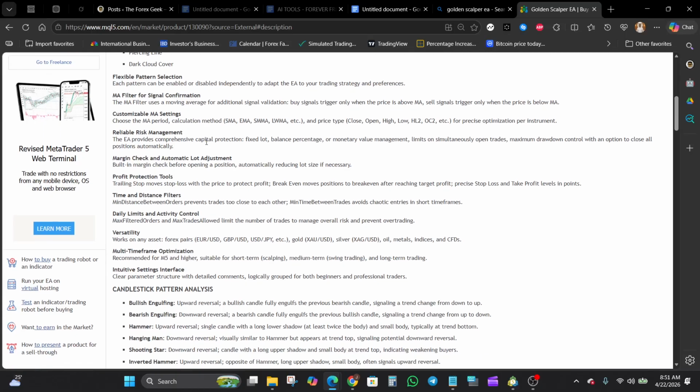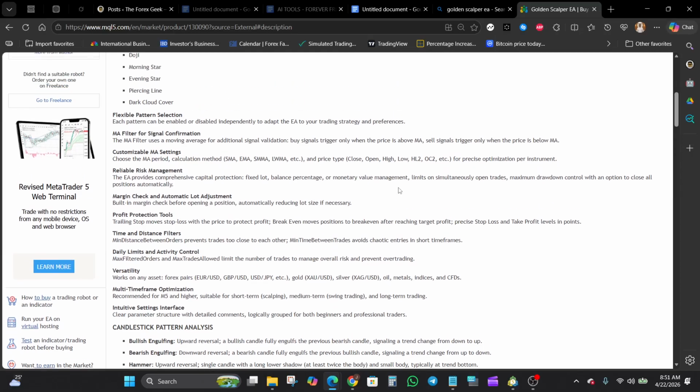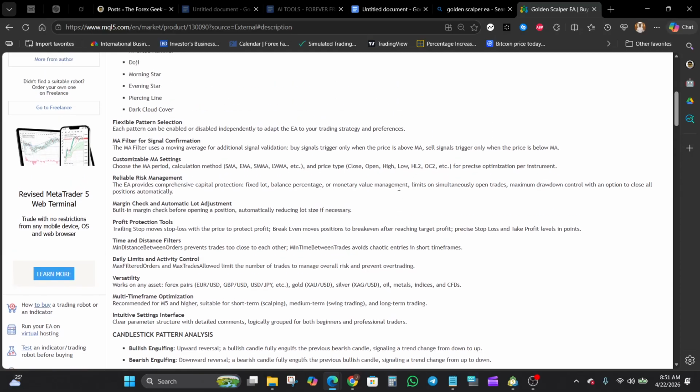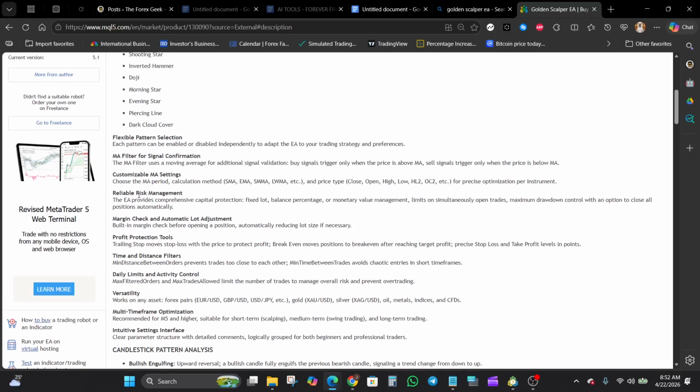This filter ensures that buy trades are only taken when price is above the moving average, right? And sell trades only when price is below it. What this does is align trades with the broader trend, which can significantly improve entry quality. However, the trade-off is that you may miss some early reversal opportunities because the filter is designed to be more conservative. Another important feature is the built-in risk management system, right?